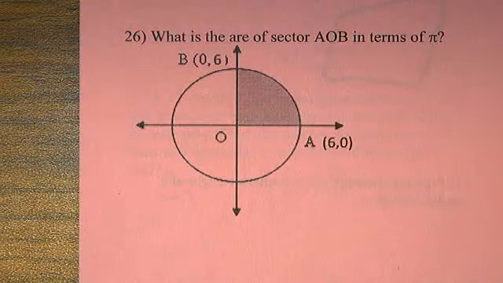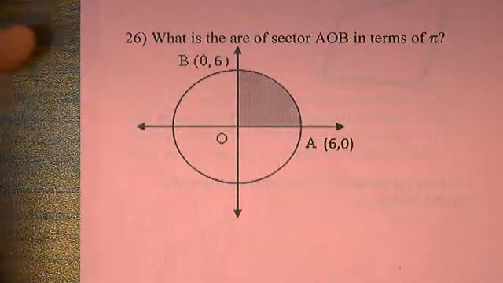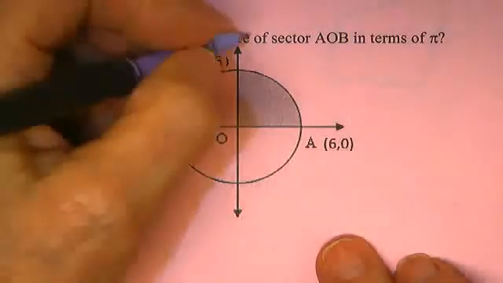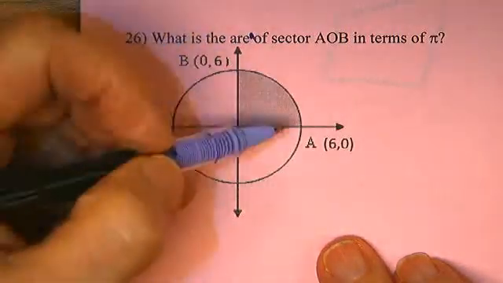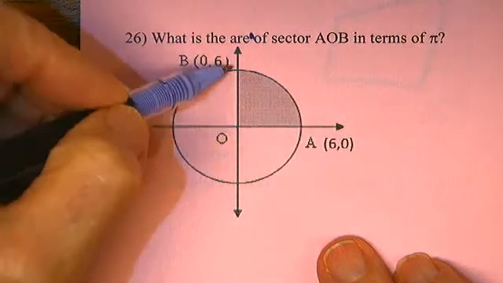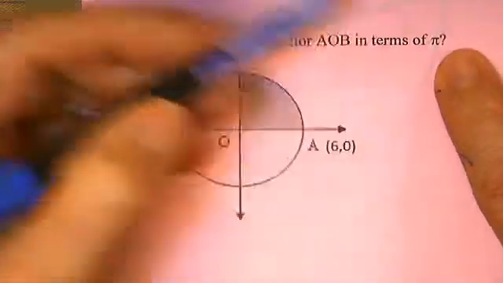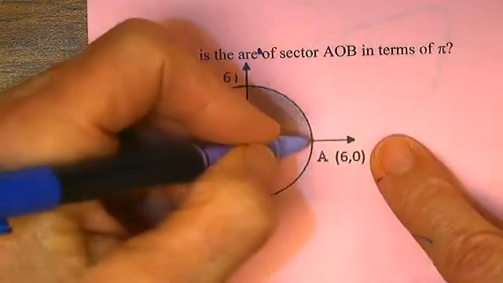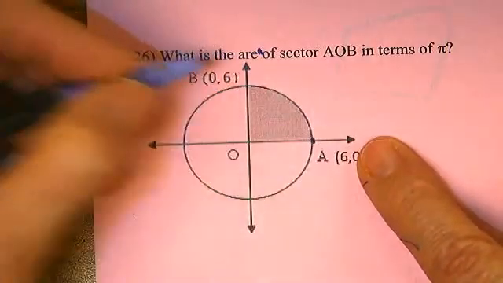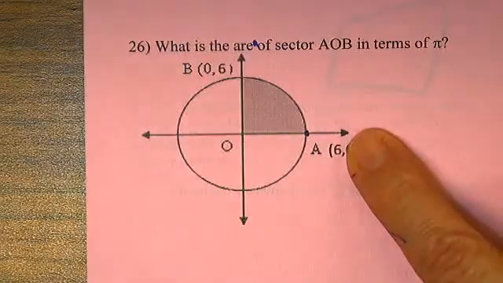Oh, this is so much an SAT problem. I want you to see how to do it. What is the area of sector AOB in terms of pi? Students tend to freak out when they see something like this because they think they can't do it.